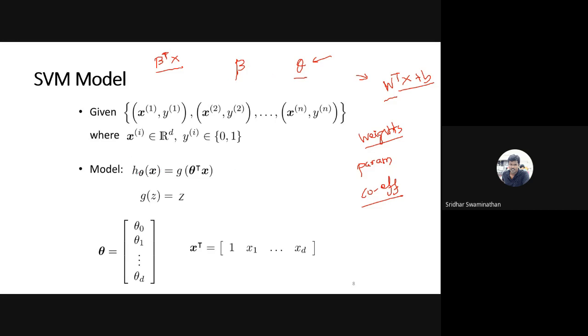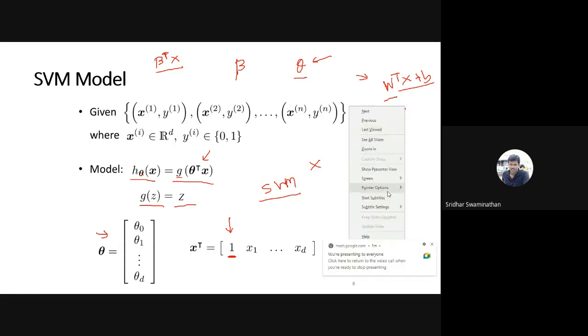So here we have a support vector model, where G is actually the activation function applied to theta transpose X. And your G of Z is actually just Z. So here in the SVM model, we don't use any activation. But we are going to enforce our model to actually reach the maximum margin. This is our theta vector and this is our input vector. This is the input to the bias. So how are we going to enforce the model? How are we going to do that?